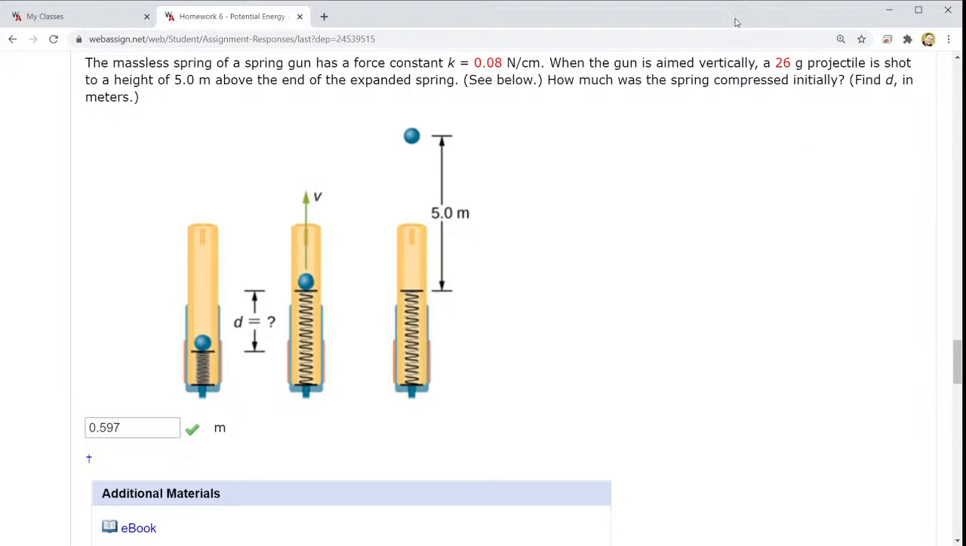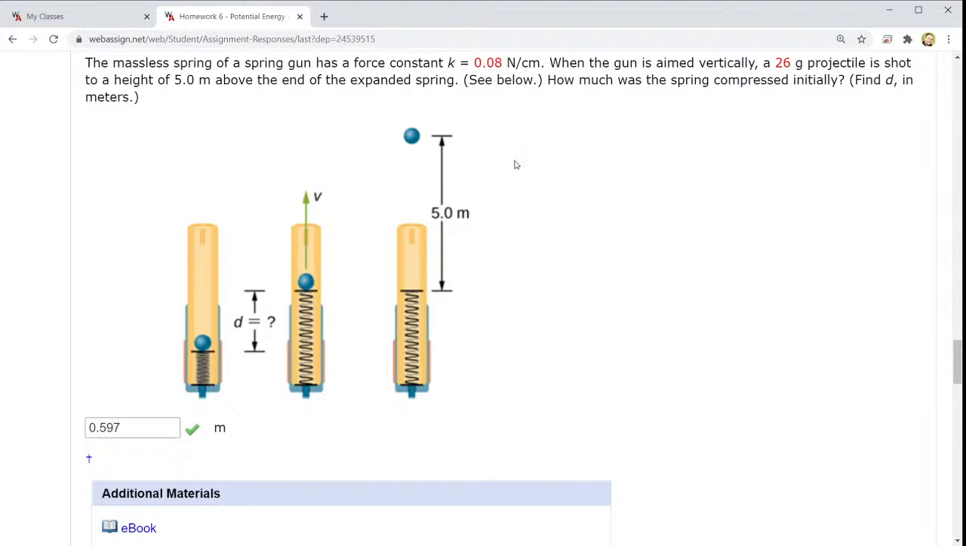Here it is. We're dealing with a situation where there's a spring that is launching a projectile vertically, and the picture shows three different moments in time. The first moment is when the spring is completely compressed and ready to launch. It's compressed an unknown distance. The second moment is when the spring is completely decompressed and the projectile leaves the spring launcher and starts flying vertically into the air. And the third moment is when the projectile is at its highest point.